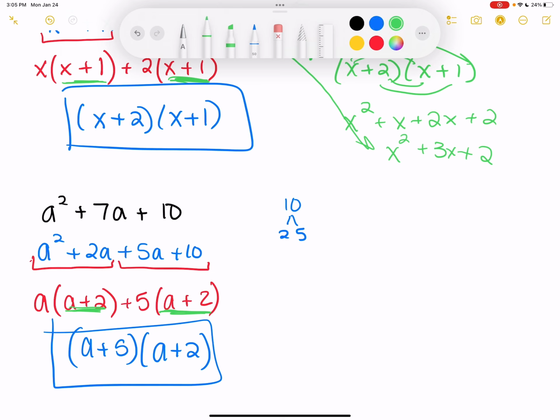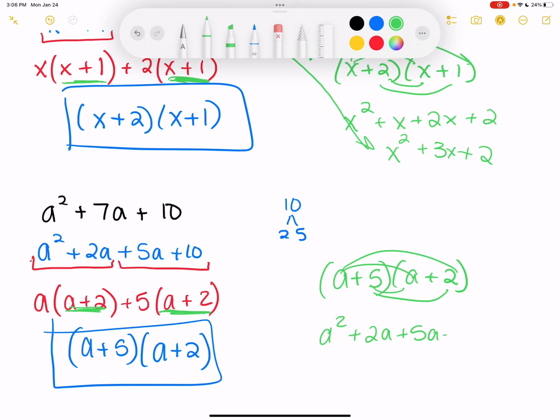So then to check it, check by foiling. So we've got a times a squared, a times 2 plus 2a, 5 times a plus 5a, 5 times 2 is 10, so plus 10, combine like terms, a squared plus 7a plus 10. Those match, so it's right. Cool. Isn't that pretty nifty how you can check and see if you got it right? I think it's pretty cool.